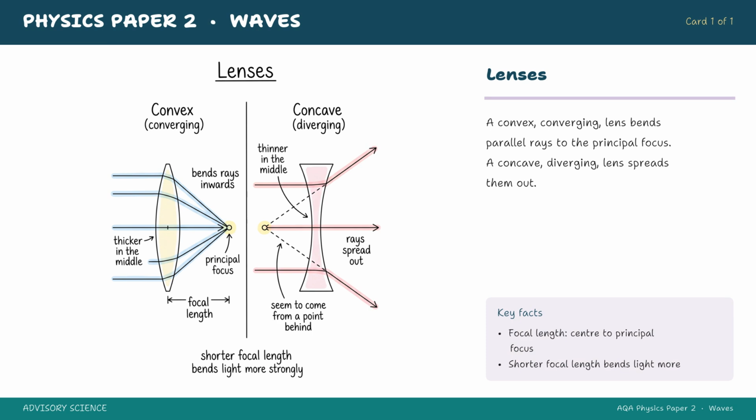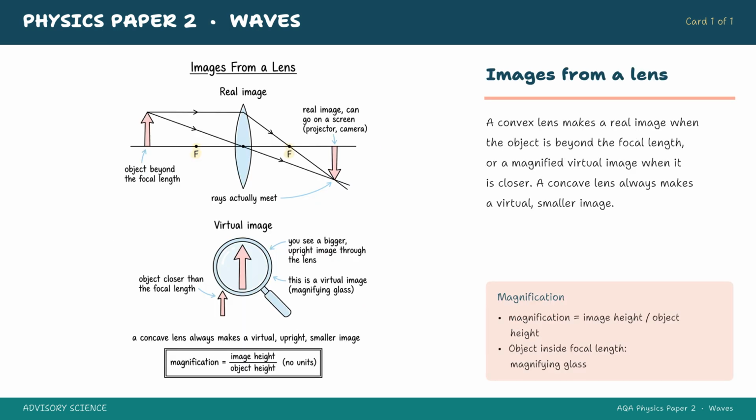A convex lens can produce two different types of image. If the object is further away than the focal length, the rays actually meet on the other side of the lens. This forms a real image, which can be projected onto a screen like in a projector or camera.